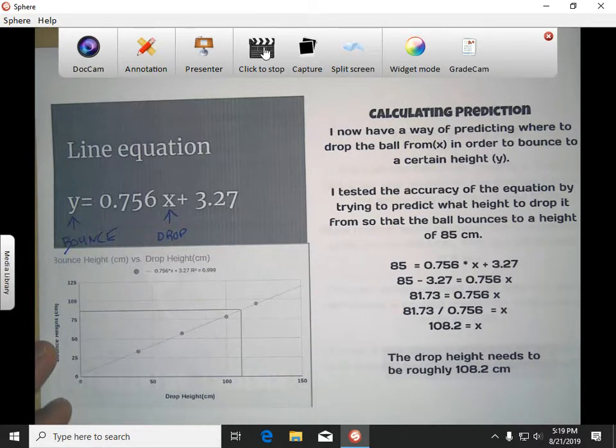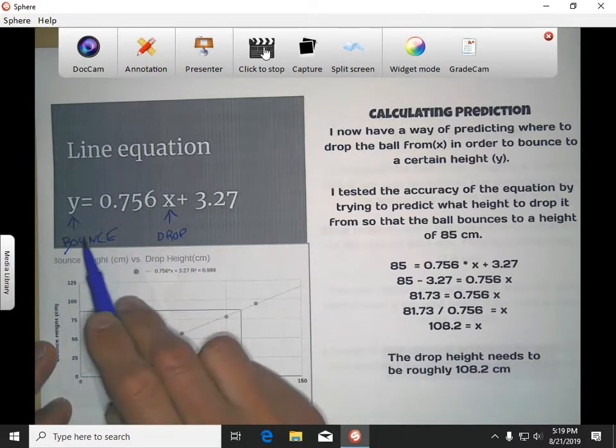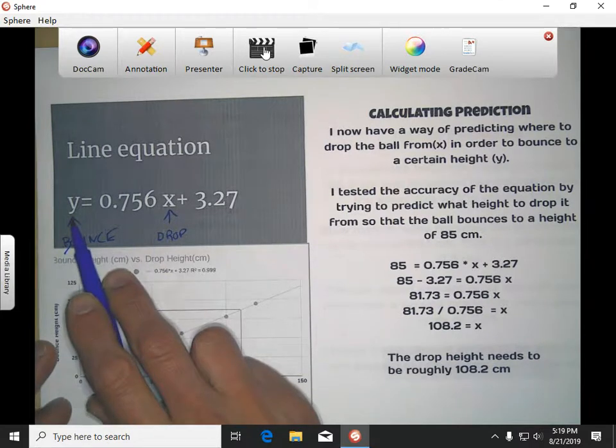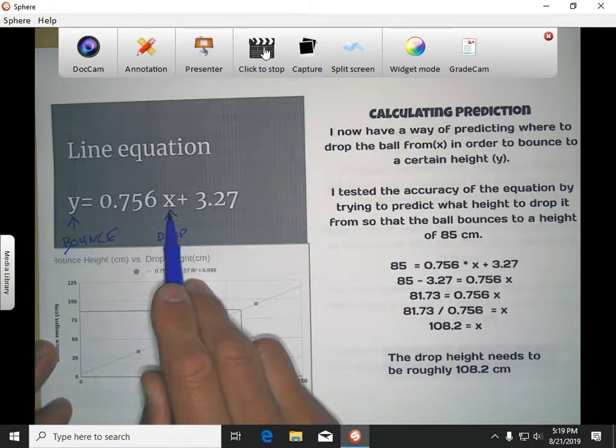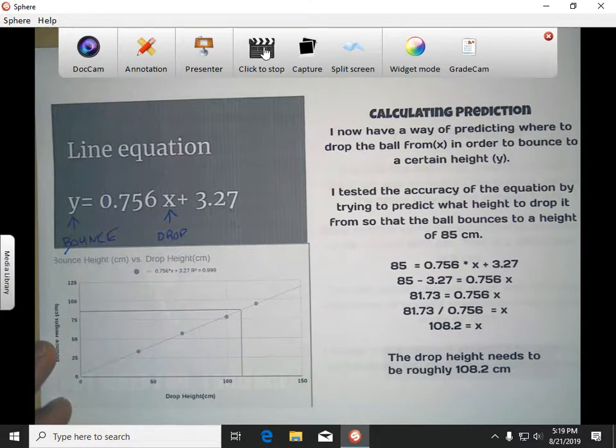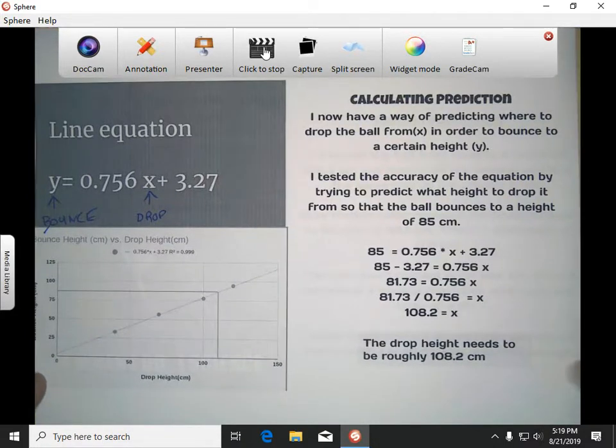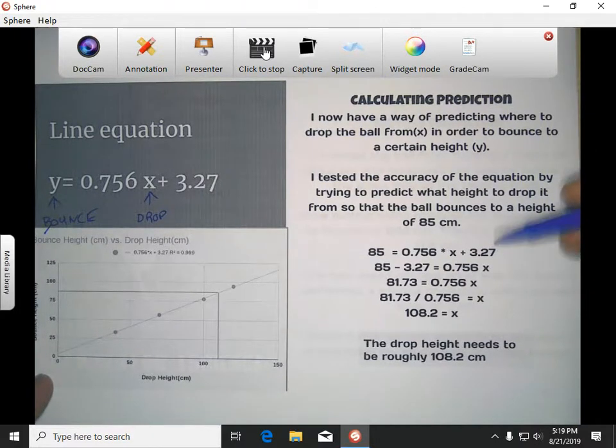So what's nice about that is that if I want to plug in a bounce height, I can always go back and I can get x. I can solve for the drop height. And that's how I did my prediction. So there's a lot of words here, but the idea would be that I now have a way of predicting where to drop the ball in order to get it to bounce to a certain height.